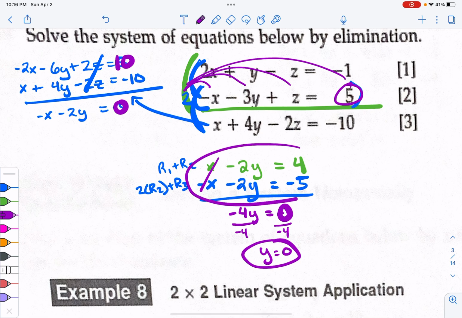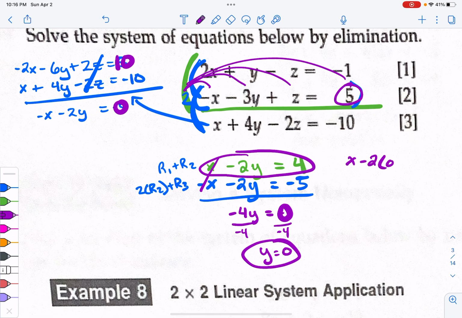So I'm either going to plug the y into one of those 2 equations, and then I'm going to take the x and the y and plug them into one of these up here. It doesn't matter which one you choose. I'm just going to choose this top one right here. So I have x minus 2 times 0 equals 4. 2 times 0 goes away, so x is 4 in that case. And that's what I have there.